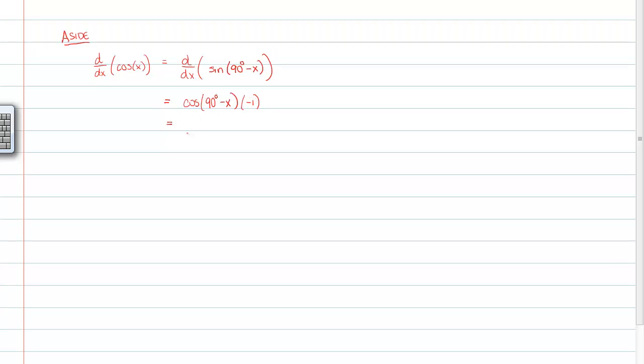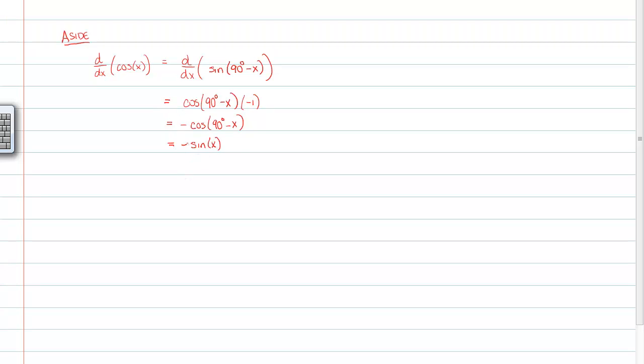And so I'm going to write the negative out front. It's the negative cosine of 90 degrees minus x. And of course, cosine of this angle is equal to the sine of the complement. And of course, the complement of this angle is actually just x itself. So this is negative times the sine of x.